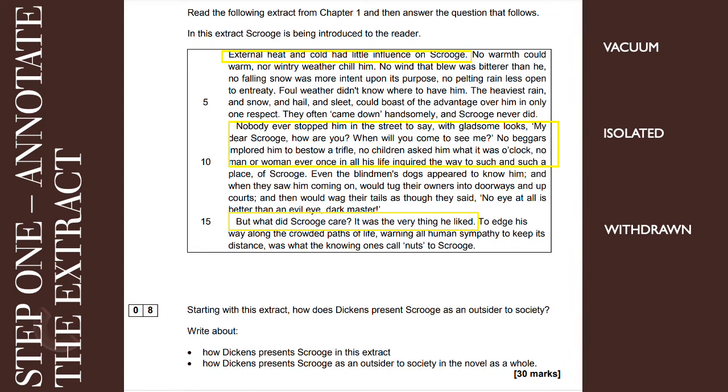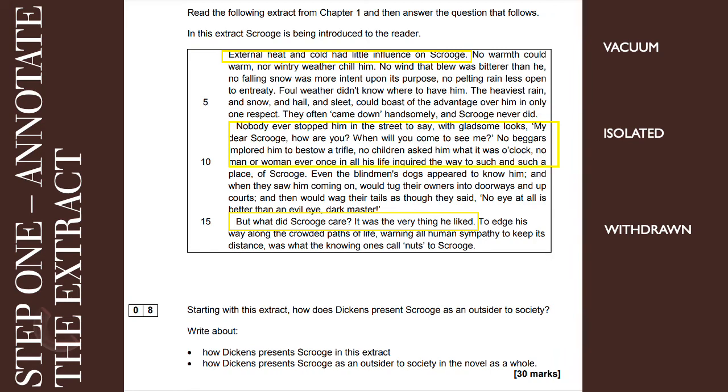Nobody asks him questions, and even the local dogs avoid him and hide in doorways. So there I've chosen the word isolated, because Scrooge seems to live a separate existence to other people. They keep themselves to themselves. He keeps himself to himself. And he seems to be very solitary, very lonesome in the way that he lives his life.